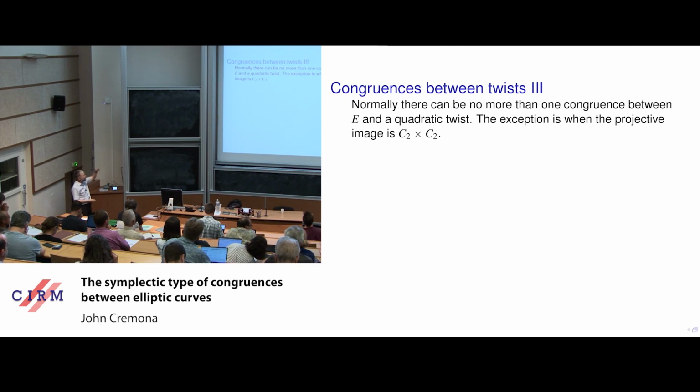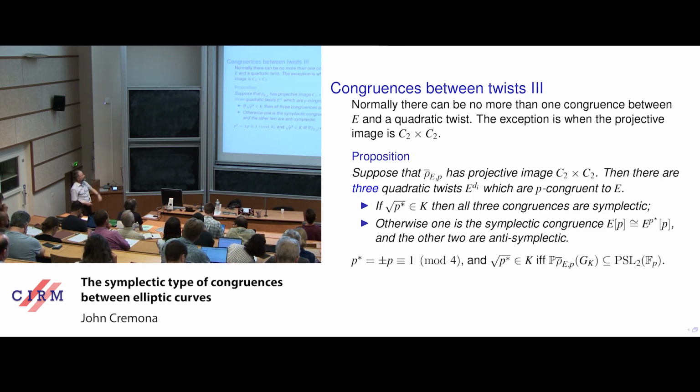So one way in which I came across these results is by asking the question, how many pre-images can you have, at least over Q? Anyway, here's what happens. You have these three different subgroups of index 2, and sometimes all three congruences are symplectic, and sometimes one is symplectic and the other two are antisymplectic. That's the only thing that can happen.